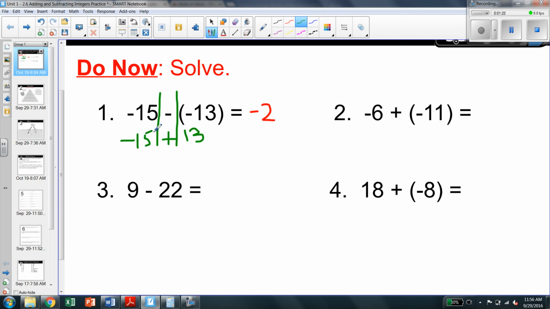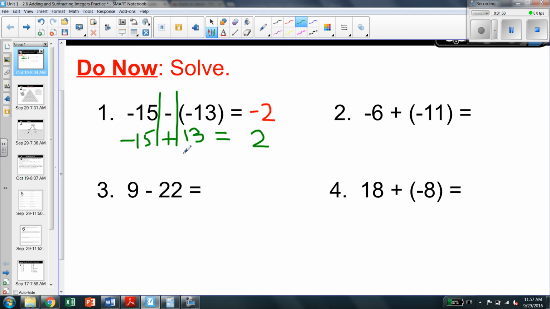So I think to myself, are these both the same sign? No, they're not. One's a negative, one's a positive. So I just can't put them together and say 28. That can't work because they're different signs. So if I can't add them together, what should I do? Well, forget about the signs. I'm going to subtract the 2 numbers. 15 minus 13 is 2.